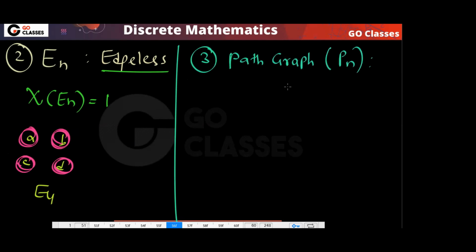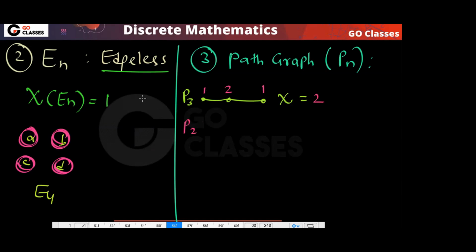Pn, the path graph on n vertices. What will happen to the chromatic number? For example, if you have P3, what will be the chromatic number? Minimum how many colors? Very simple. If I give color number 1 here, I cannot give color number 1 on the adjacent vertex, so let me give color number 2. I can reuse color number 1 again. So here the chromatic number will be 2.